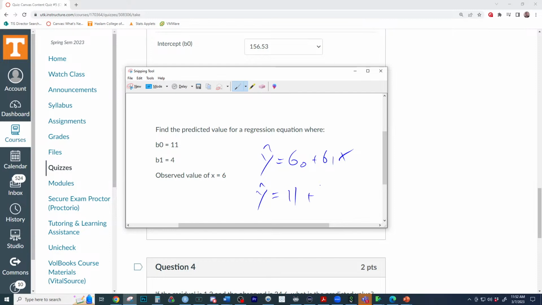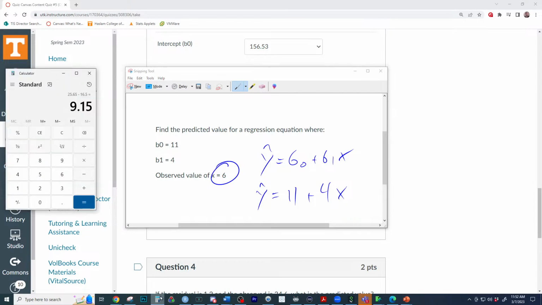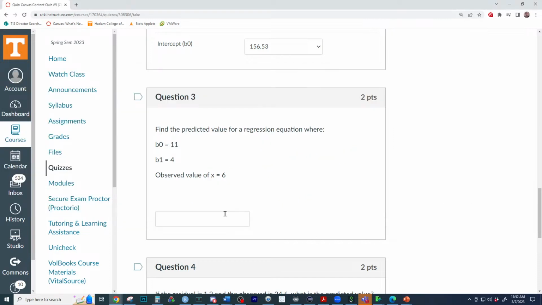And then b1 is equal to 4. And then the value of x is going to get plugged in to predict y. So all we're doing is plugging in x right here. 6 times 4 plus 11, and the predicted value is 35. So that's all we're doing, just knowing your notation.